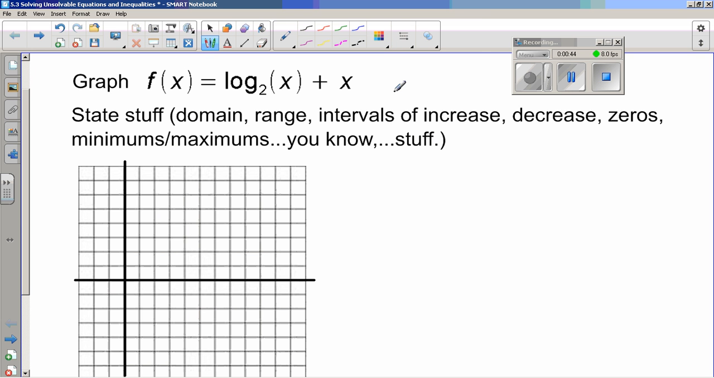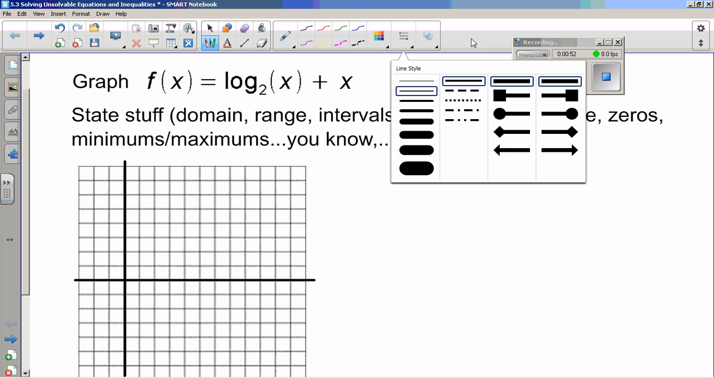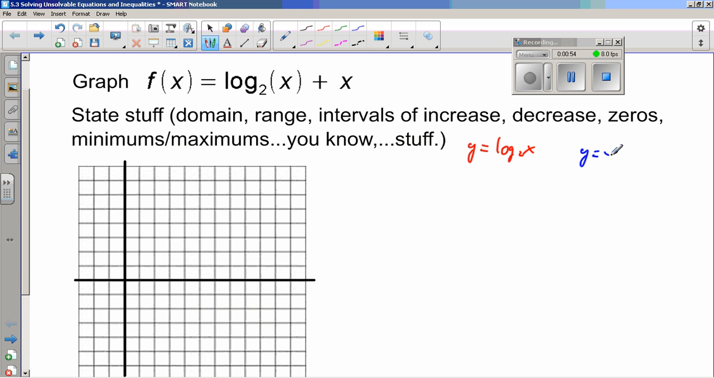I'm going to graph y equals log base 2 of x. And I'm also going to graph y equals x. And then what I'm going to do is find the sum function. And that's the whole plan here. This complicated function, I don't know. But if I break it into its pieces and then use some skills from before, I'm okay.